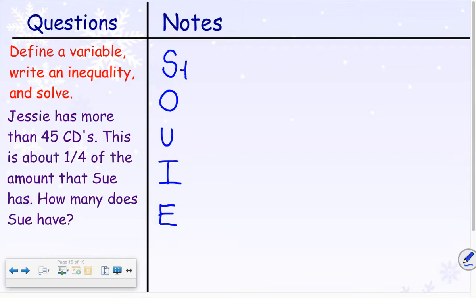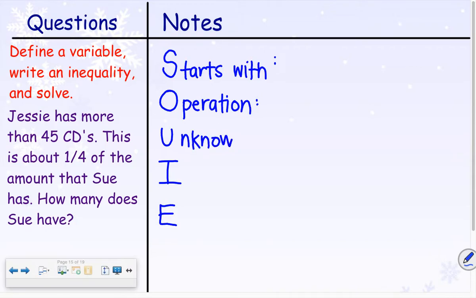So the S starts with, the O is operation, the U is unknown, the I is inequality, and the E is ends with.